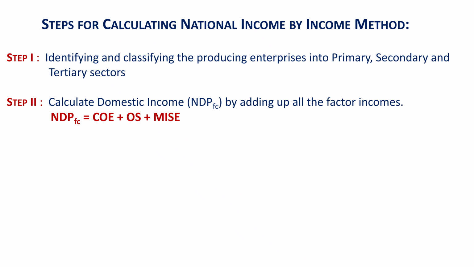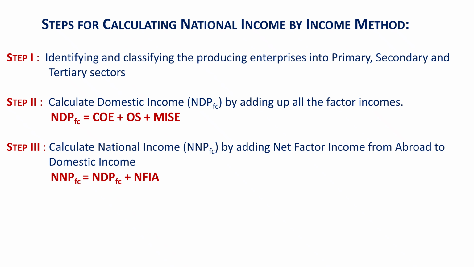Step 2 is identifying and classifying the factor incomes or factor payments into COE, OS and MISE, and then adding them up to calculate domestic income or net domestic product at factor cost. So NDPFC is equal to COE plus OS plus MISE.